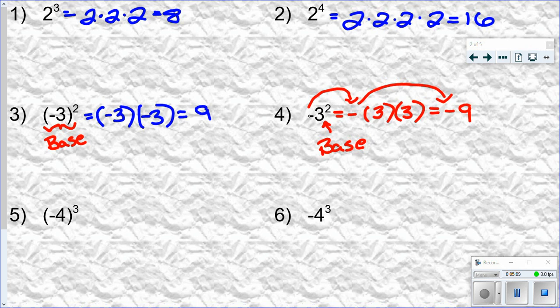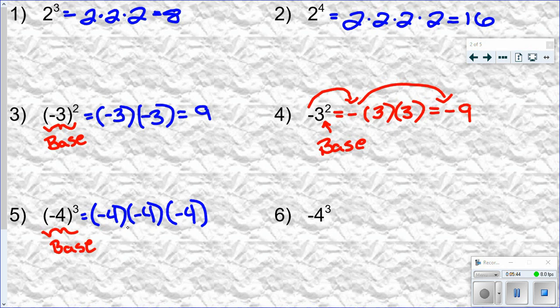The negative sign is just kind of sitting there in front. So you just do 3 times 3 and bring the negative sign along for the ride. All right, so similarly with number 5, the base is -4. And so the exponent is on the parentheses. So you need to multiply whatever's in the parentheses times itself 3 times. In this case, we're going to multiply -4 times -4 times -4.